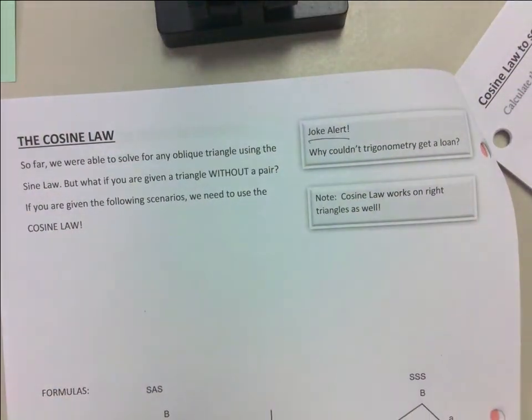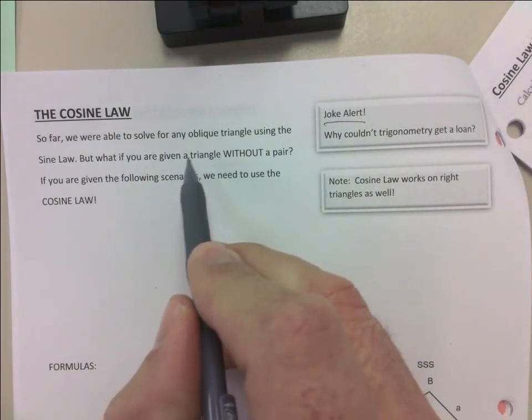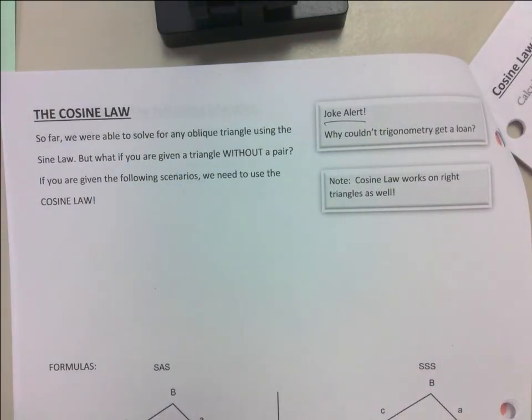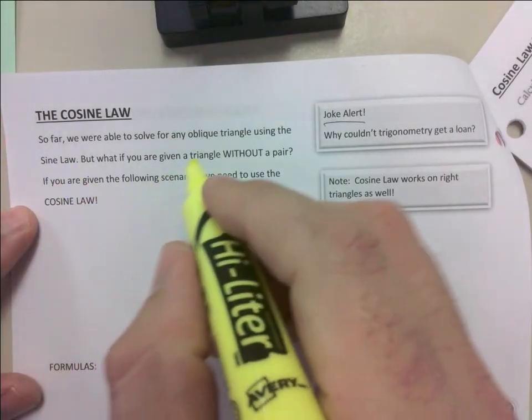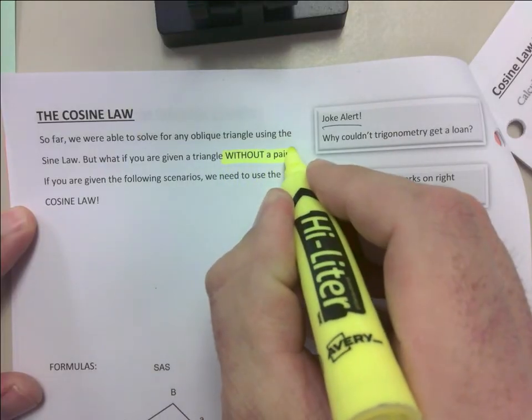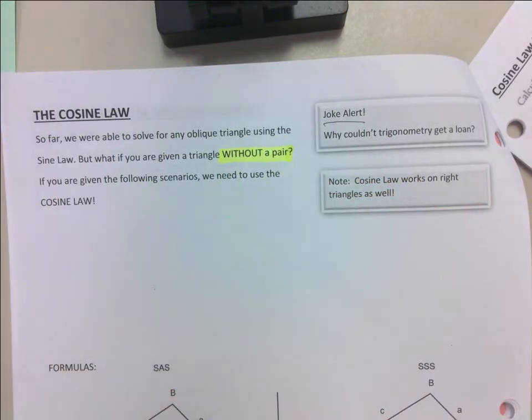Okay, anyways, so here we go. What do you do? Have a highlighter or two ready. What do you do if there's no pair? Because if there's a pair, we use sine law, but what if there's no pair? So here it is.